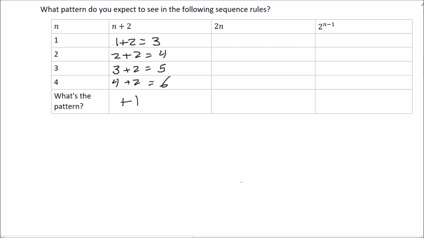Now that surprises a lot of people when this is a new concept to them. They say, wait a minute, it says plus 2. What do you mean? It should be adding 2 every time. We're going to come back to this in just a second and examine why it's adding 1 and not 2. Let's use the second one as a point of comparison though.